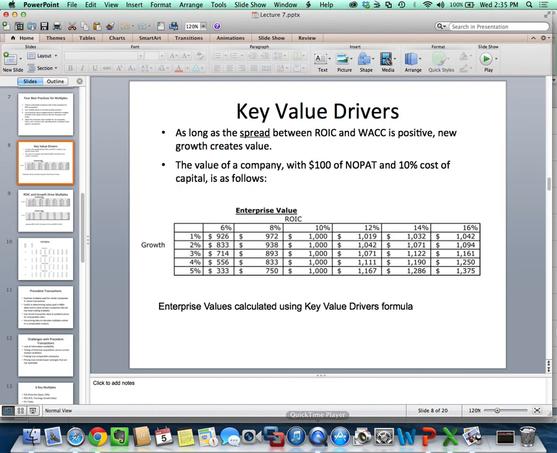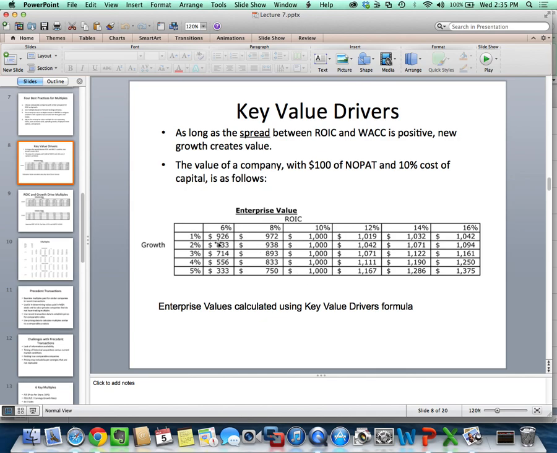So using the key value drivers, if NOPAT was 100, cost of capital was 10%, at these levels of ROIC and these levels of growth, this would be the answer that the model would give us, right? As we get started, the 10% column says 1,000 all the way down. Why, as growth increases, does the value of this column not change? Yeah, the return is the same as the cost of capital. We've got a zero spread, so there's not going to be any difference in value as the growth goes up.